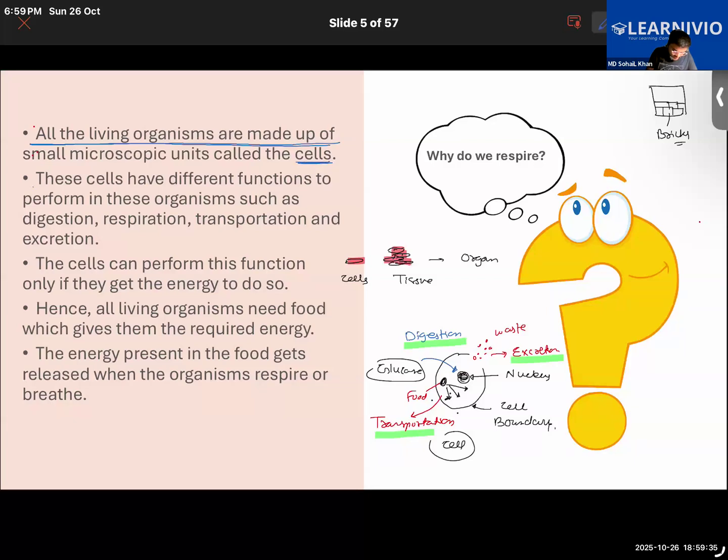Write down: all living organisms are made up of cells. These cells have different functions to perform in these organisms, such as digestion, respiration, transportation, and excretion.